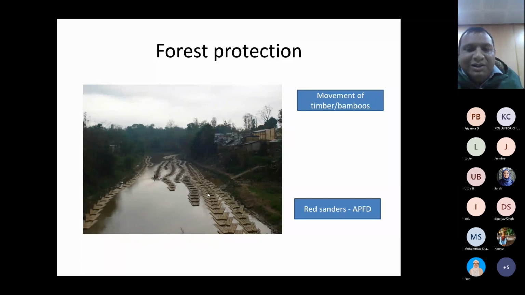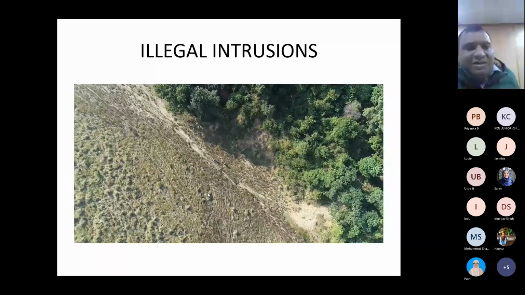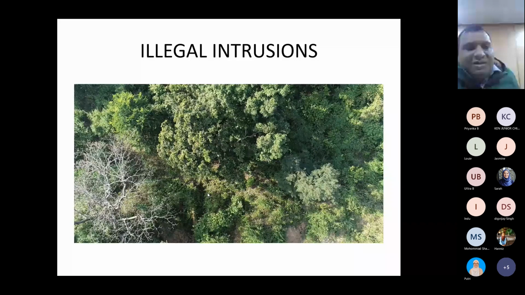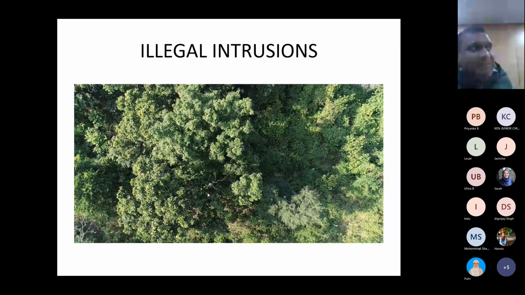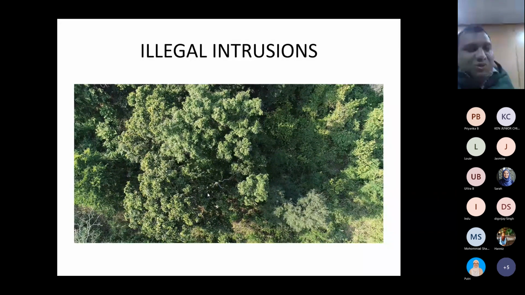Many times when we go for raids, by the time we reach, the illegal persons have moved away from that place. It becomes very difficult for us to identify the person, because the smugglers or poachers involved in the operation are only experienced hands who do it repeatedly. Again, this picture is from one of my friends. See, if you zoom in, we can identify the person.